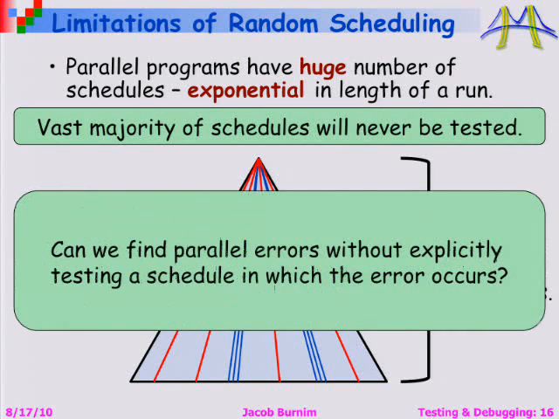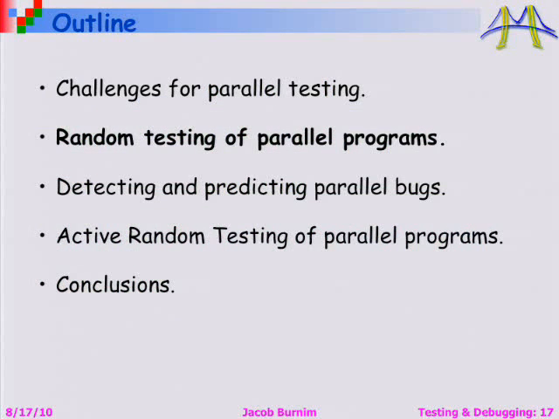So one natural question is, we'd really like to be able to find errors in these programs without explicitly having to test a schedule in which an error occurs. Right, so is there some way that we can run some kind of test and learn something not just about the one schedule we ran, but about a large class of schedules, maybe all the similar looking schedules the program has? Yeah, and in fact, there's been a lot of work on that, and that moves into tools for detecting and predicting parallel bugs.